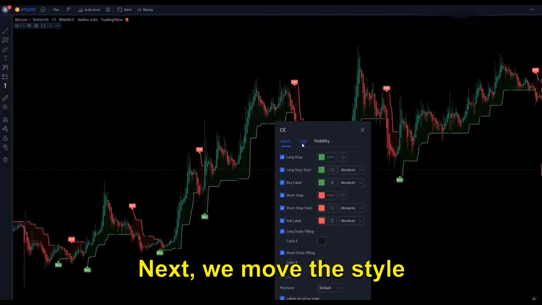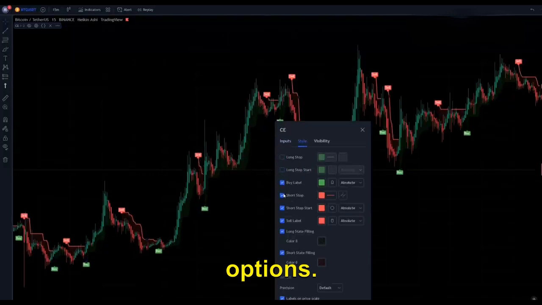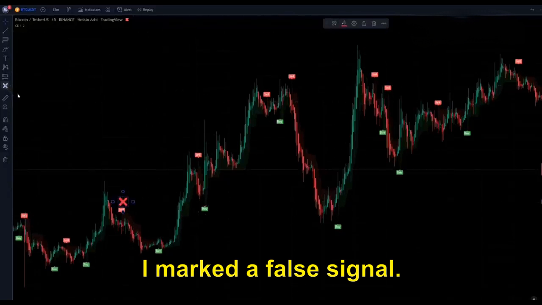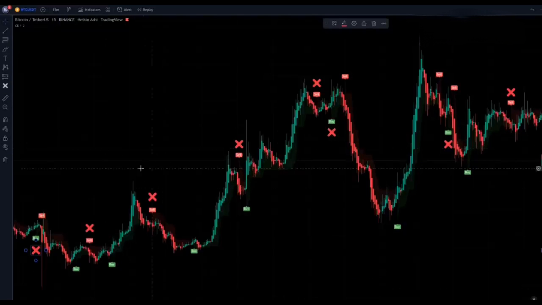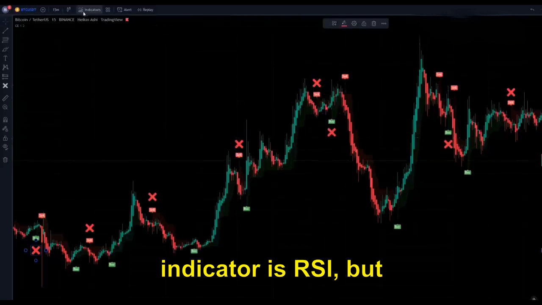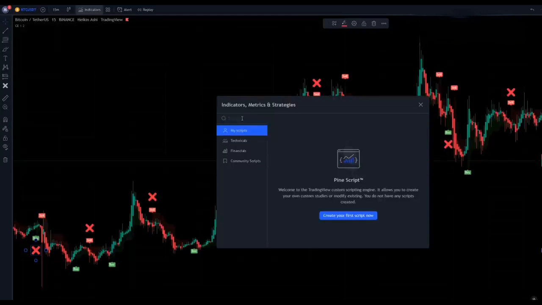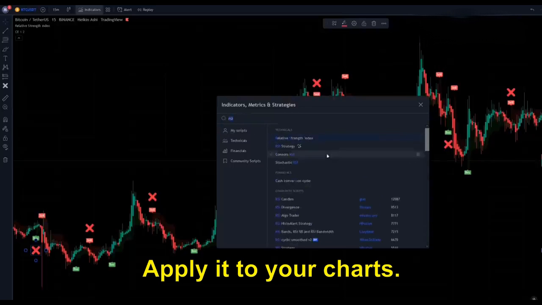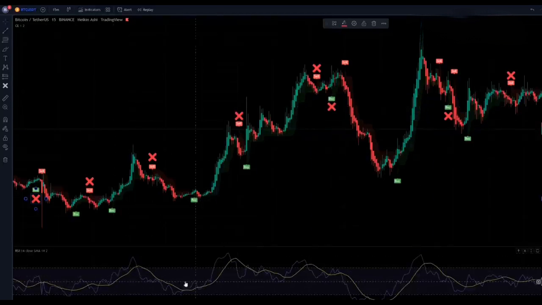Next, we move to the style section. Uncheck these 4 options. Okay, all these signals that I'm pointing out are false. I marked the false signals, so the false signals have been distinguished now. By adding the next indicator, we're going to filter all these false signals. Okay, the next indicator is RSI, but with different settings. Search RSI here. Apply it to your charts. Let's change its settings now.